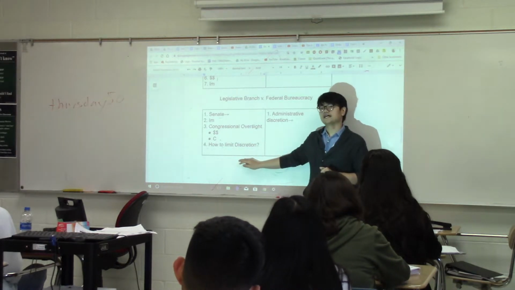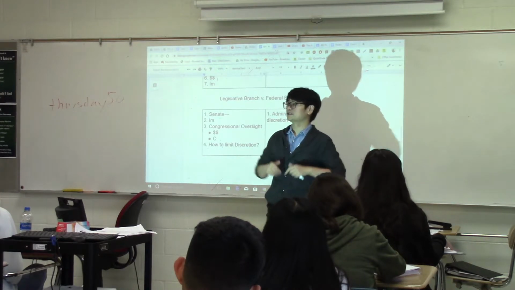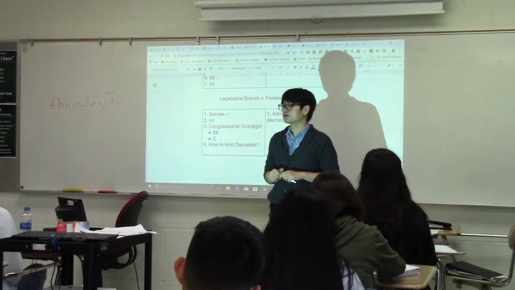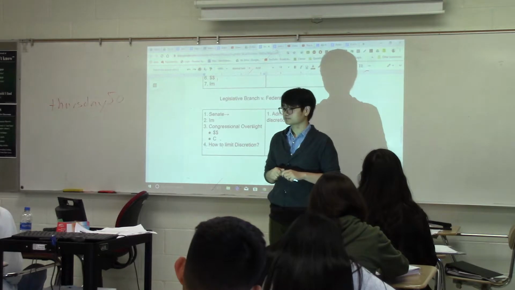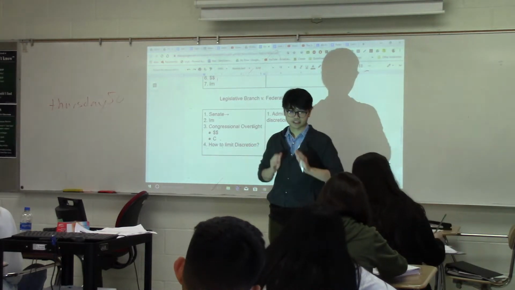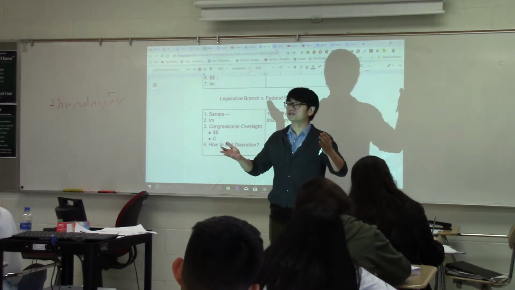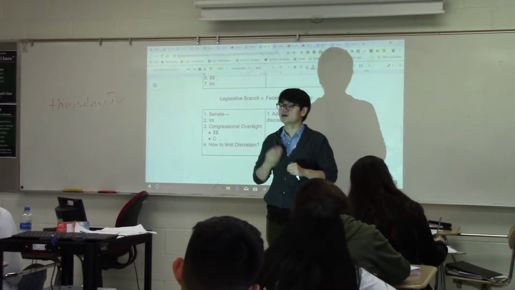So one of the things that agencies have been allowed to do is exercise discretion when they're implementing policy. How can Congress limit that discretion? By making their laws or their legislation more detailed. By doing that, you limit their freedom to implement your policy the way they want it to be implemented.